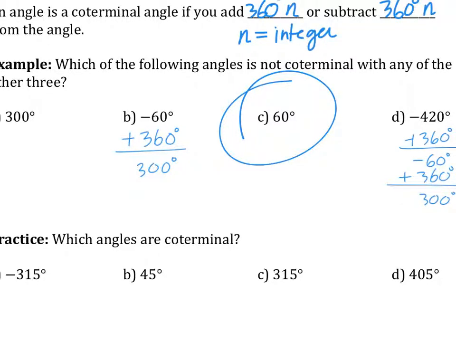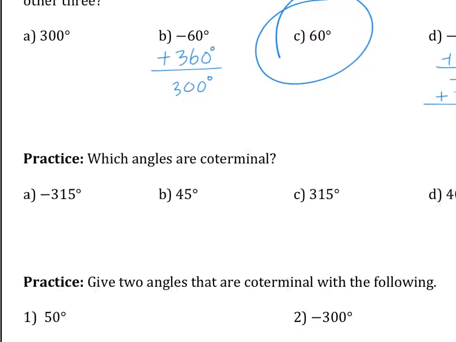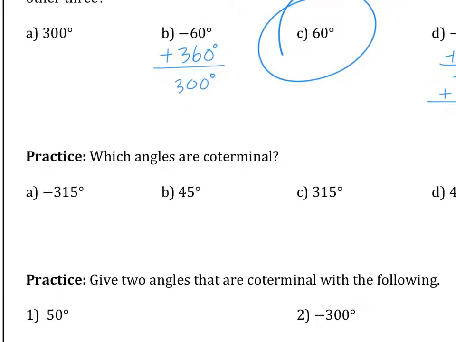All right, let's have you practice which angles are coterminal. Which ones are the same? Which ones are going to end at the same place? All right, so the question is which angles are coterminal? So we have to change all of them into something that's between 0 and 360.